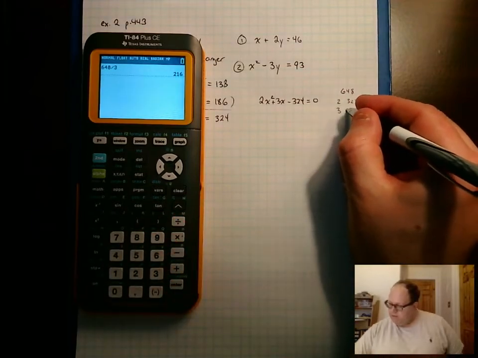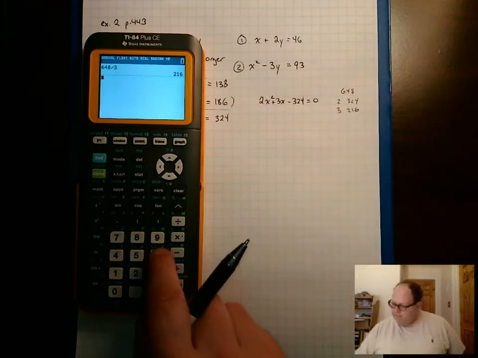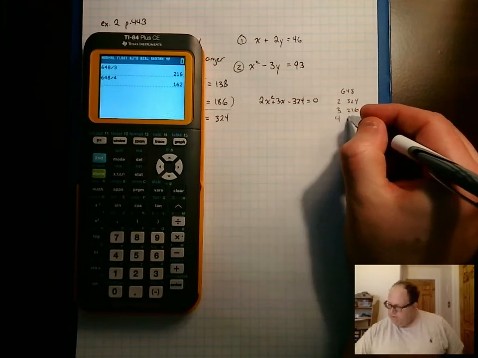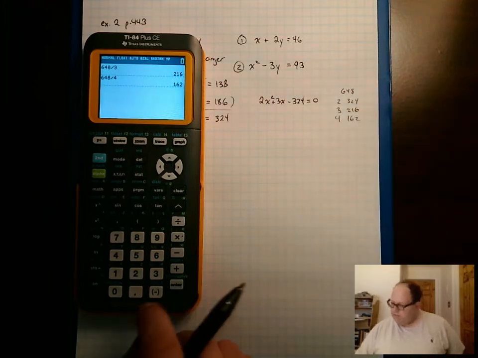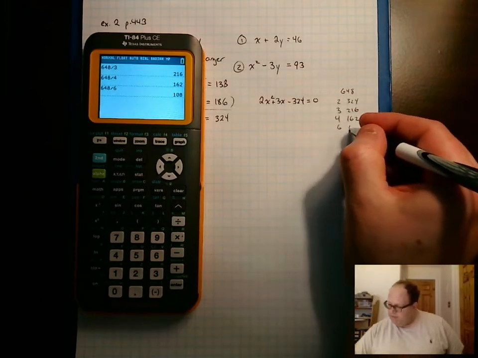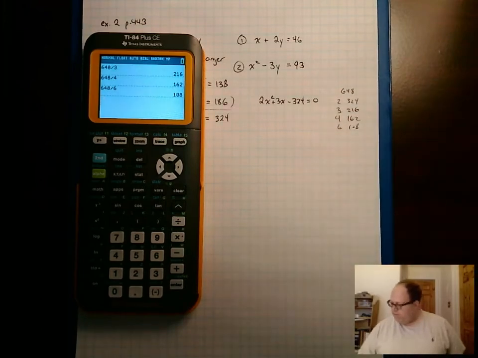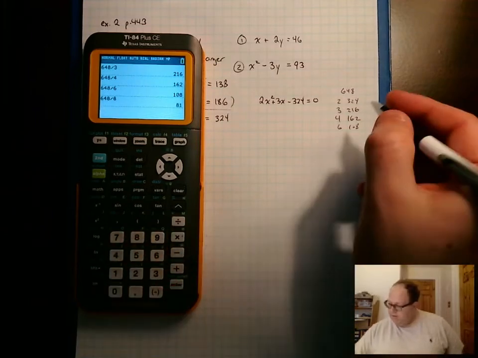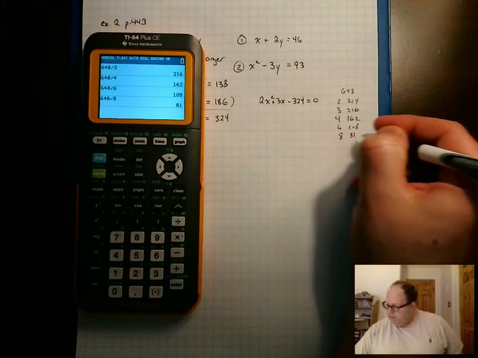3 and 216, also not going to help me out a whole lot. 4 and 162, ooh, it's going to take a little while. 5 is obviously not going to work. 6 and 108 doesn't help me out any. 7 is also not going to work. 648 divided by 8, 8 and 81, getting a little closer, but still a ways out.